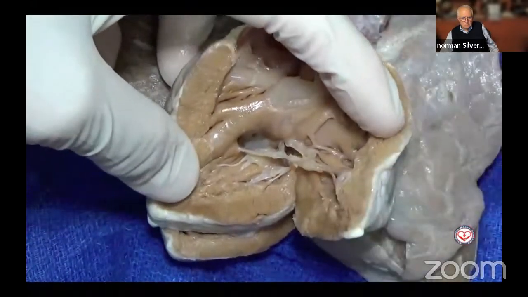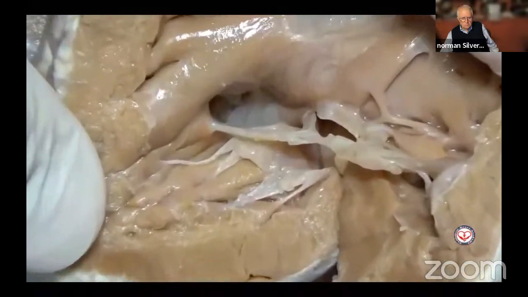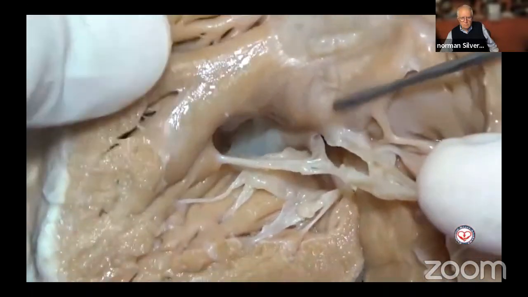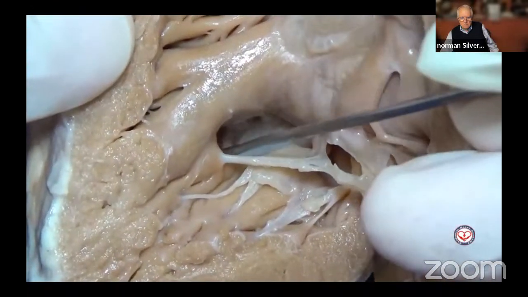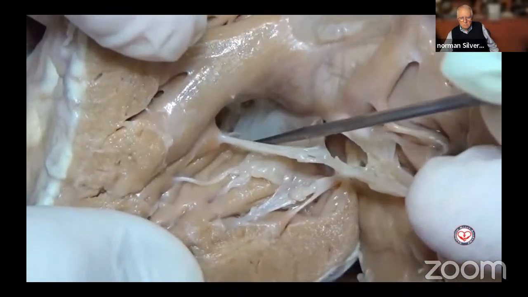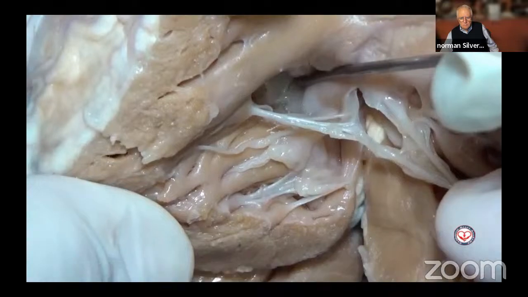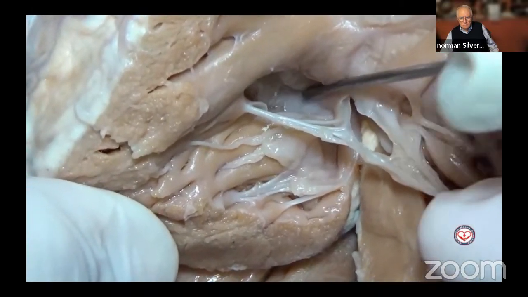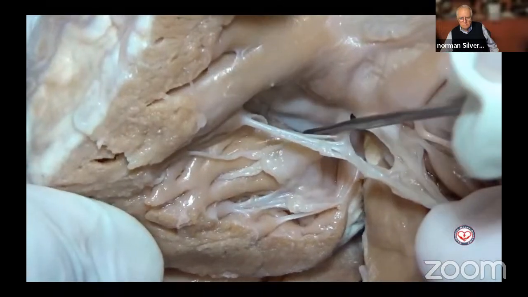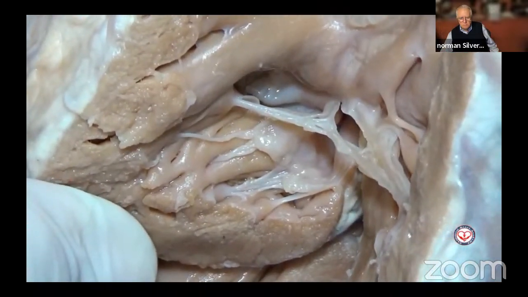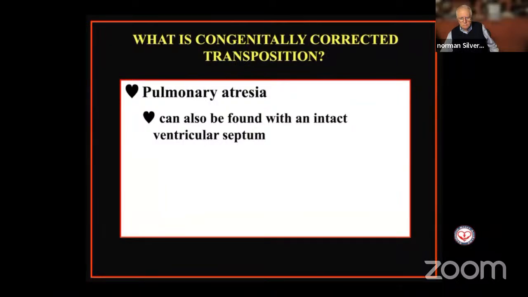The ventricular septal defect, if we look at it from the morphologically right ventricle, we see that it is an outlet defect as it lies within the limbs of the septomarginal trabeculation, and it extends to become perimembranous because there is fibrous continuity of the mitral valve and the tricuspid valve along the posterior inferior aspect. So now you've seen the usual fashion in which we find pulmonary atresia in the setting of congenitally corrected transposition, but very rarely we can find it with an intact ventricular septum.